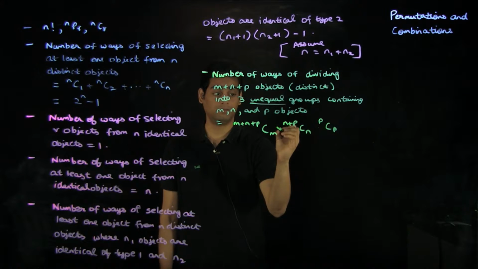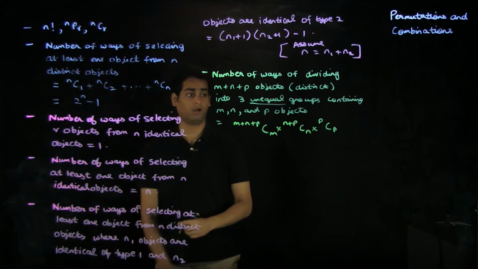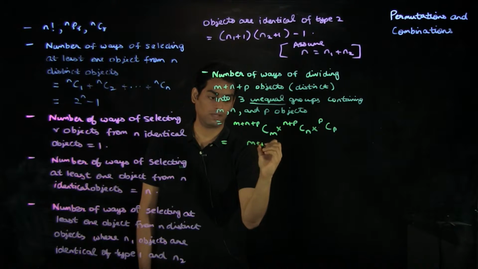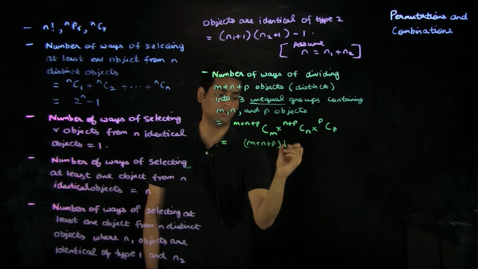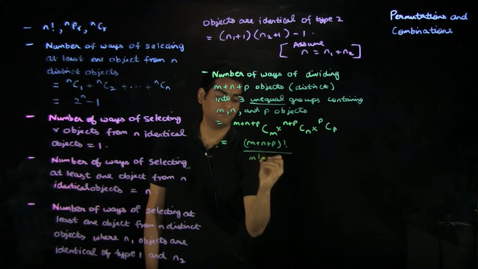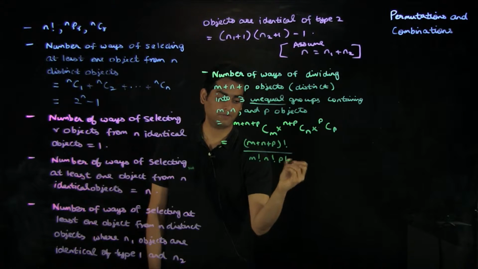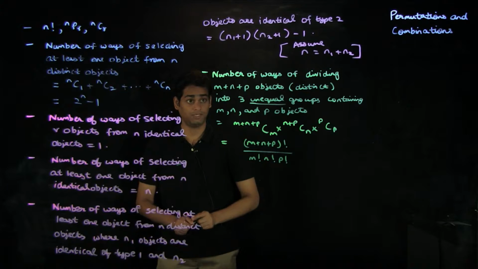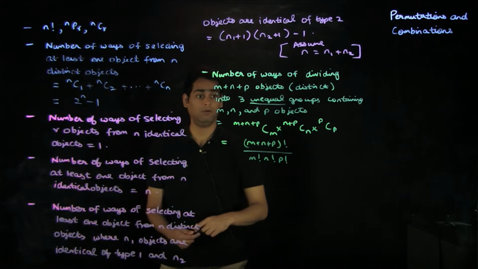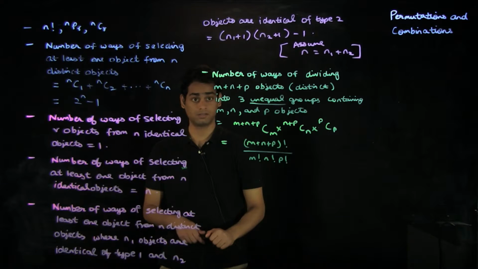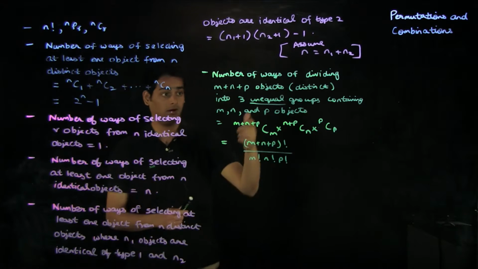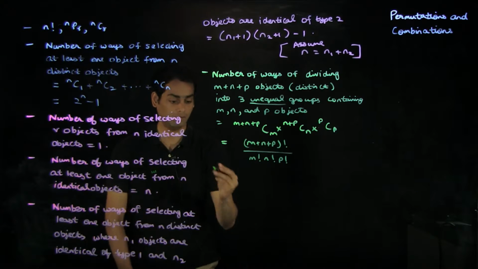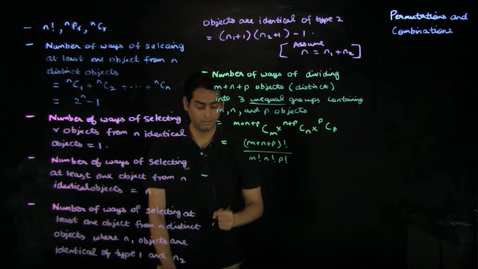From the fundamental principle of counting, the total number of ways is just the product of these 3 quantities, and you can simplify this result and it will turn out to be (m+n+p) factorial divided by m factorial times n factorial times p factorial. So that's going to be the number of ways of dividing m plus n plus p distinct objects into 3 unequal groups containing m, n, and p objects. So we'll look at the consequences of the assumption that this was into 3 unequal groups. What happens if the groups are now equal?